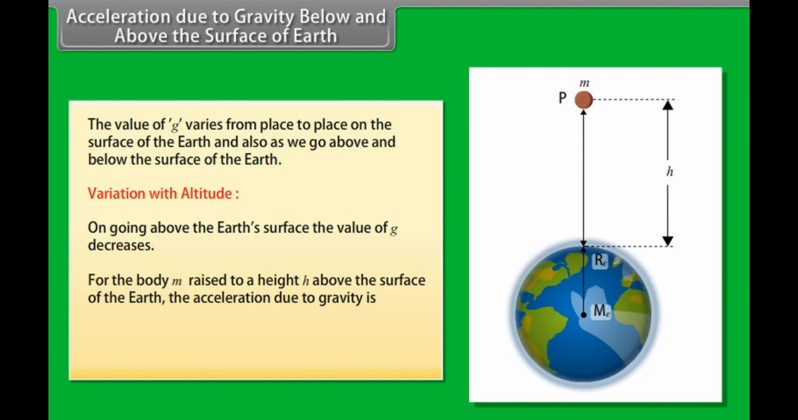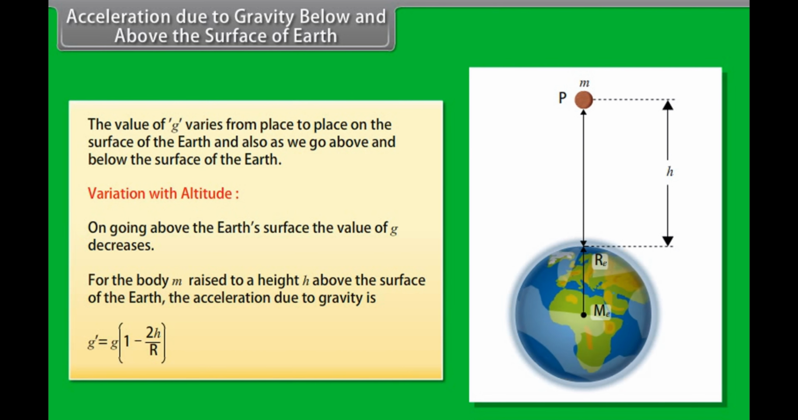For a body of mass m raised to a height h above the surface of the Earth, the acceleration due to gravity is given by g' = g(1 - 2h/R).